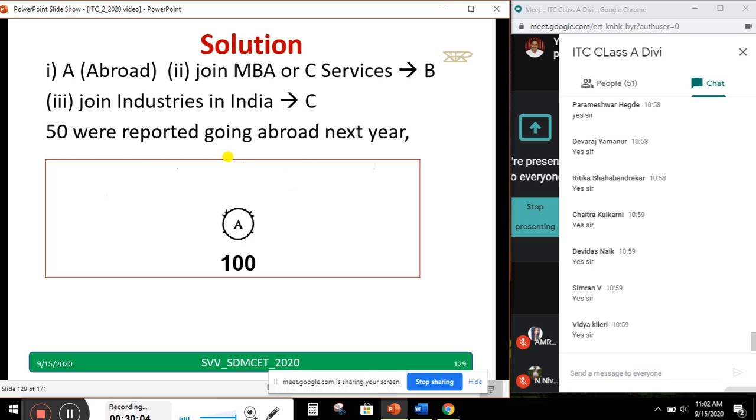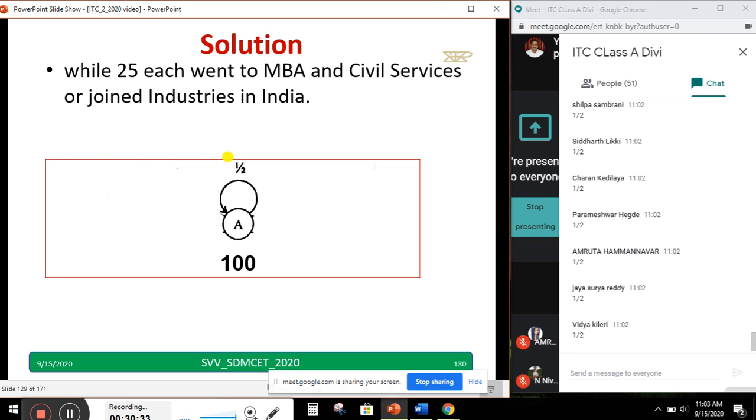Can you type in the chat box? 50 are going out of 100 abroad again, 1 by 2. So use that 1 by 2. Simply write abroad to abroad only, half probability. So now, next statement. If we give other than 50, the procedure will remain the same. Take that divided by 100, you will get some probability. That you have to write. So let us go to the next.